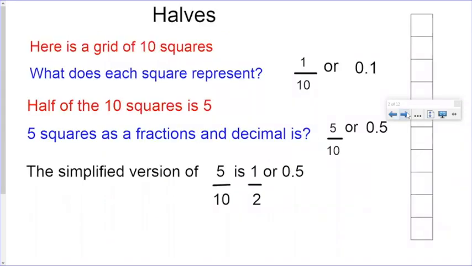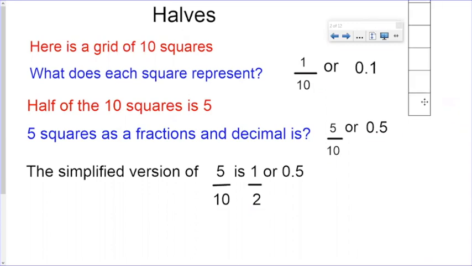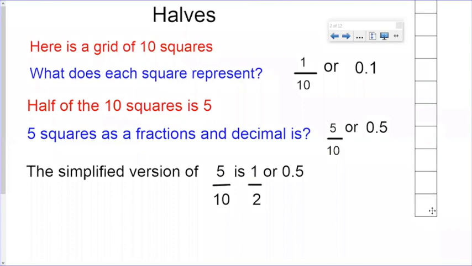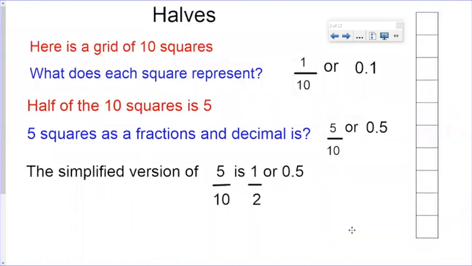All right, let's go back a little bit to previous videos and learning that you have done. Here is a grid of 10 squares. Whoops, it's flown off. Okay, so what does each square represent? If it's split into 10 equal parts, then each part represents 1/10, or as a decimal number, we say 0.1.